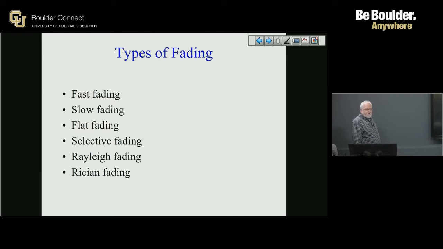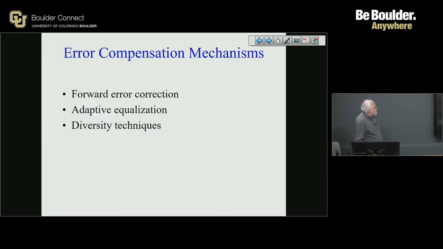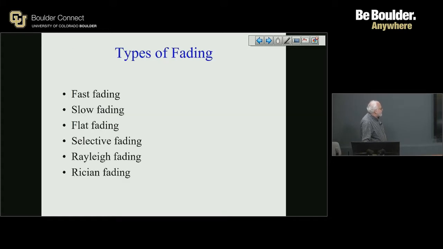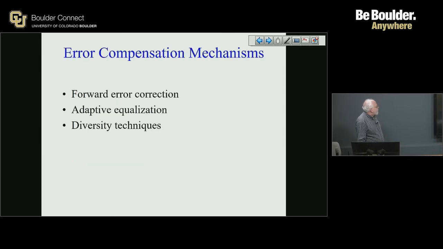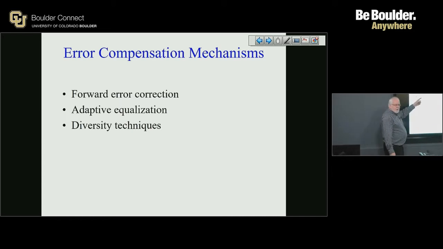Fading, if you've taken the cellular class, you know that fading is a big deal in cellular because they have fast fading and they're typically in a mobile environment with a very rapidly changing channel. In this class, we're going to be mostly focused on selective fading, flat fading, and slow fading. And as you can imagine, the ways we get around all these impairments are to try to use forward error correction. We can try to use adaptive equalization, or we can use diversity techniques.